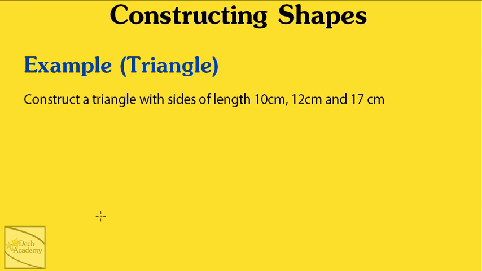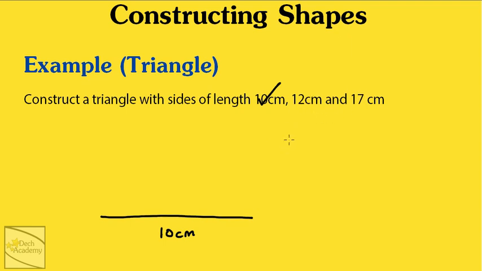So we can just draw a straight line whose length is 10 centimeters. You can easily use a ruler to draw a straight line of length 10 centimeters. And that's easy. So this side has been sorted. We need to draw the remaining sides.